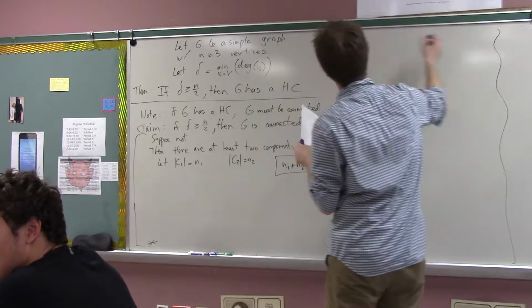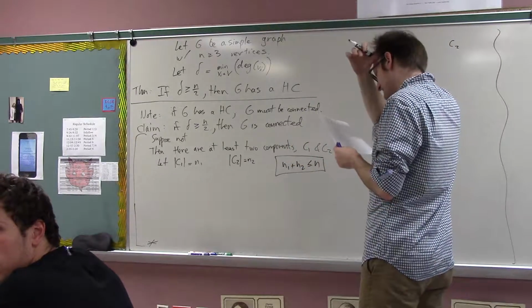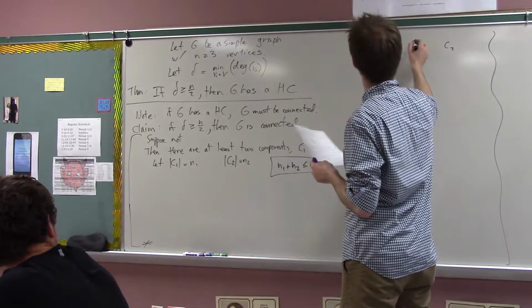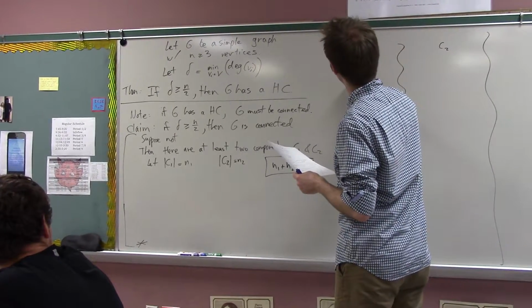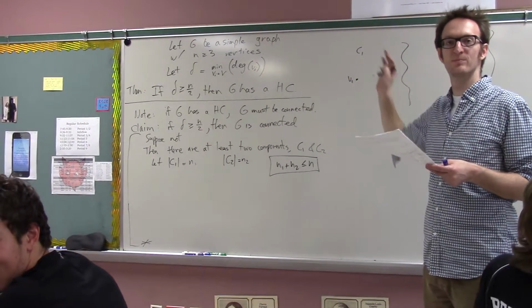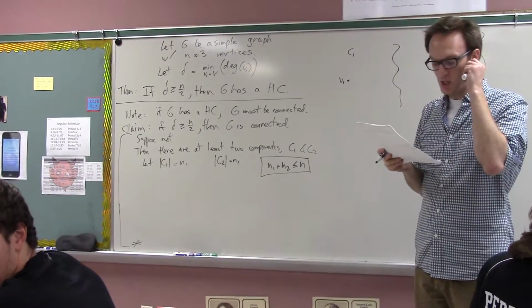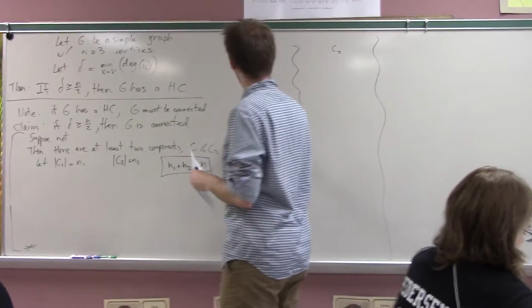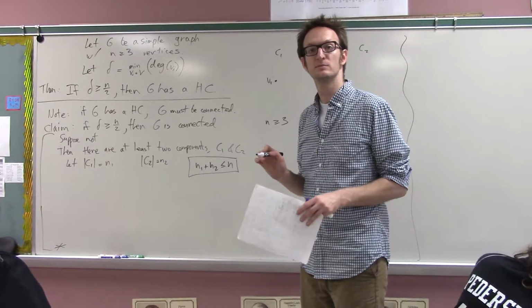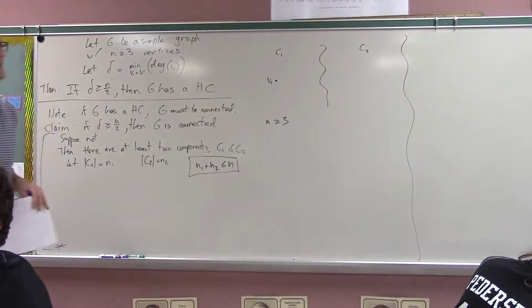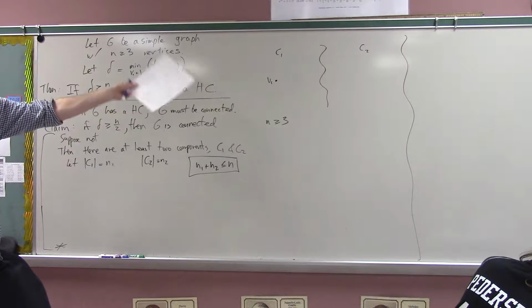So here's component 1. Here's component 2. Take a vertex which is sitting over here in component 1. So let's call that vertex V1. Recall that n is greater than or equal to 3. So if n is greater than or equal to 3, that means how many friends does V1 have?